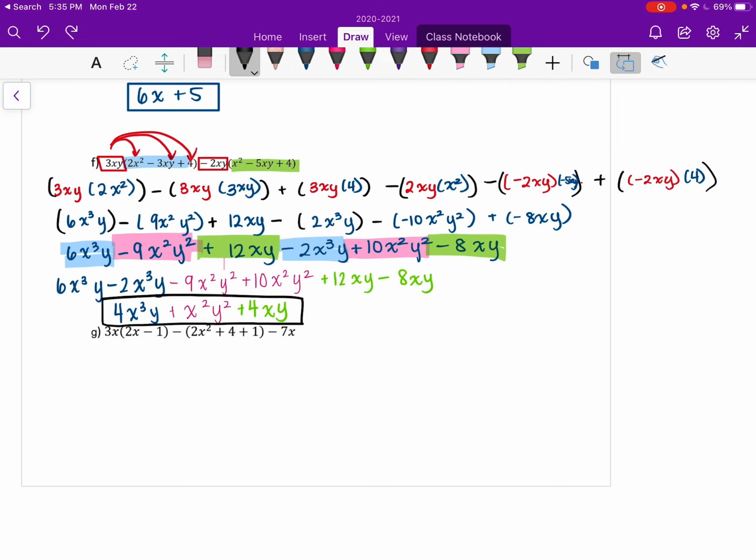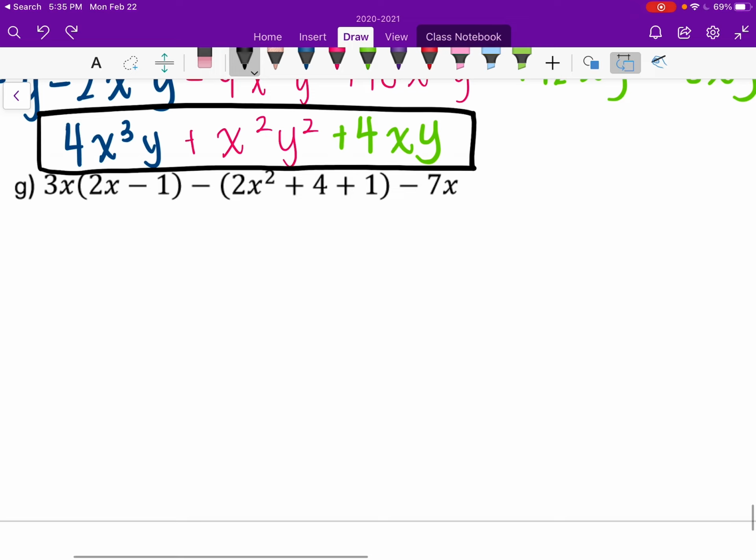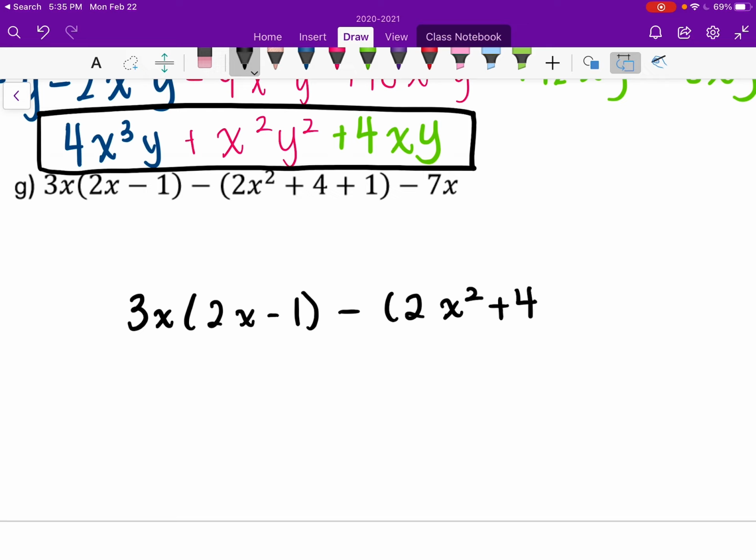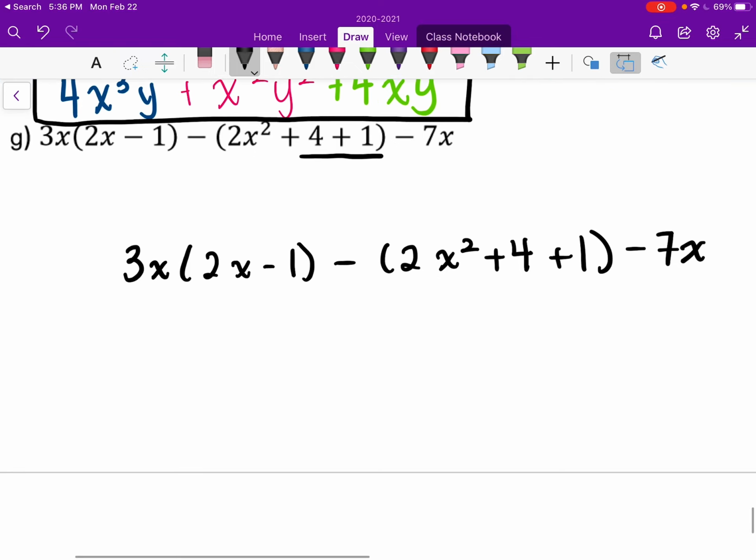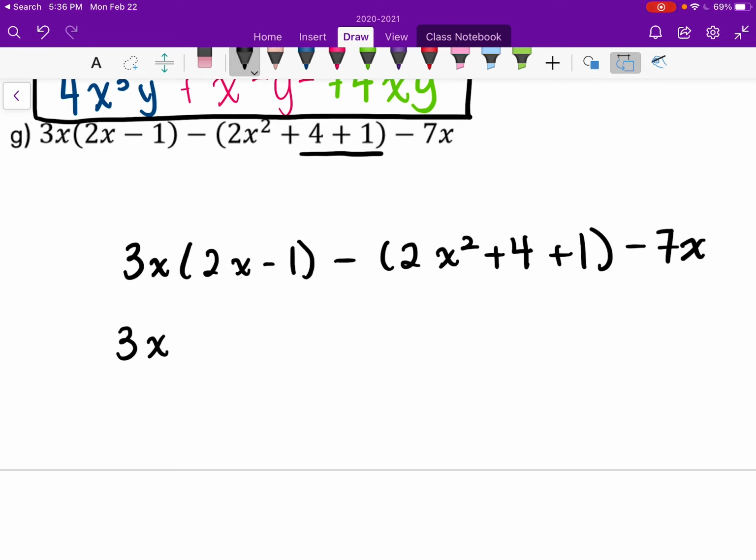Okay? So I'm going to do this a little shorter on this one, right? I'm just going to rewrite this so that I can actually show you how I'm going to do it. 2x minus 1. I'm just rewriting the same equation. For starters, I'm just going to go and simplify this, right? So let's just do that. 3x, 2x minus 1 minus 2x squared. 4 plus 1 is going to be positive 5 minus 7x.